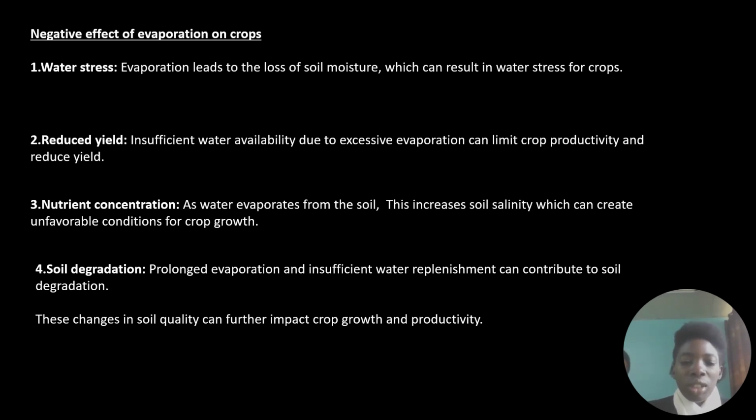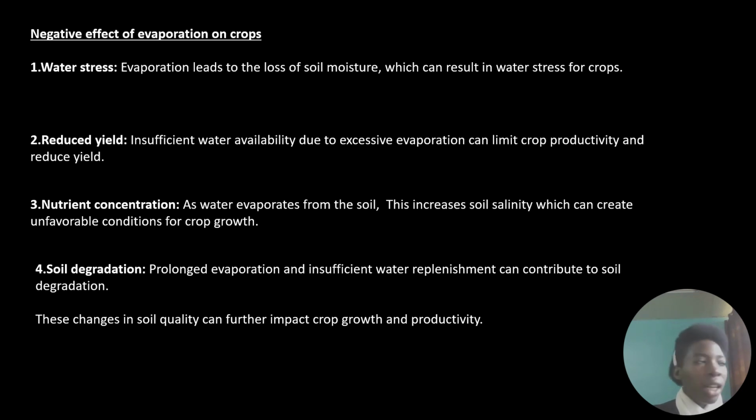Negative effects of evaporation on crops. As you have seen, when the evaporation rate becomes too high or too low, it causes negative effects on the crops, which I'm going to talk about. The first effect is water stress. When the evaporation rate is too high or too low, it leads to the loss of soil moisture, which can result in water stress for crops.